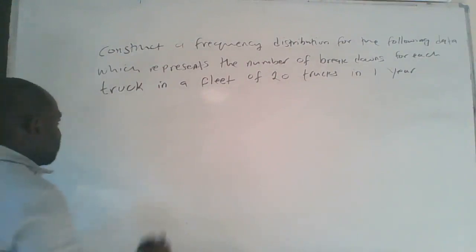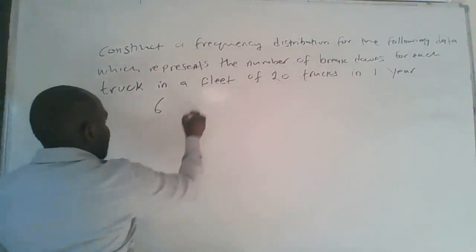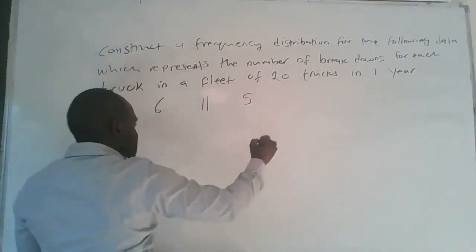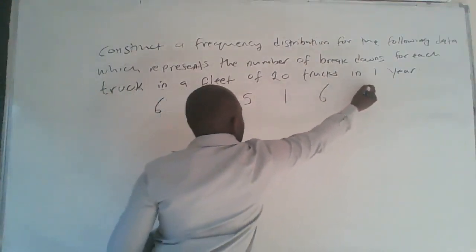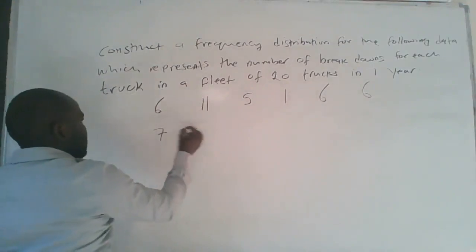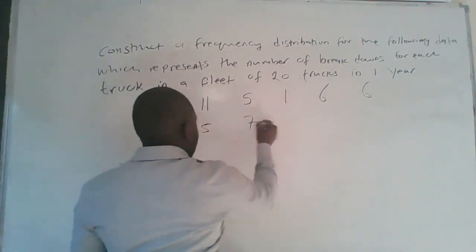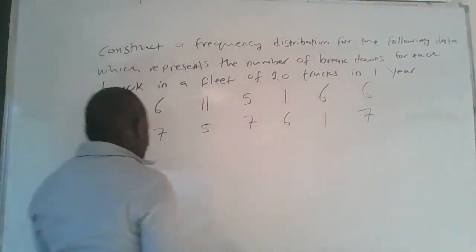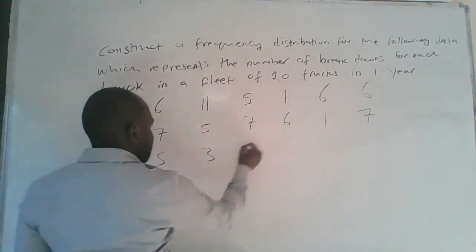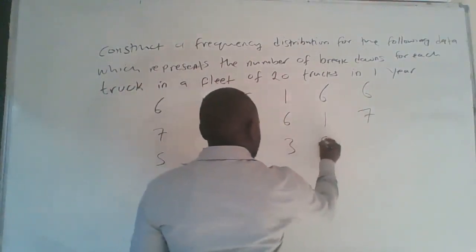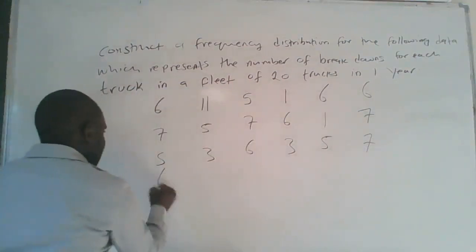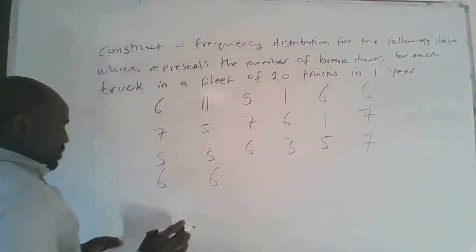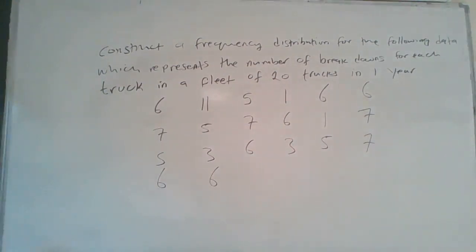So we have this question and the data for those trucks. That's the number of breakdowns. So we have 6, 11, 5, 1, 6, and another 6. We have 7, 5, 7, 6, 1, 7. And then we have 5, 3, 6. We have 3, 5, 7, and then 6 and 6. These are the distinct data points that we have, and each of these data points has a number of occurrences in this collection of data.